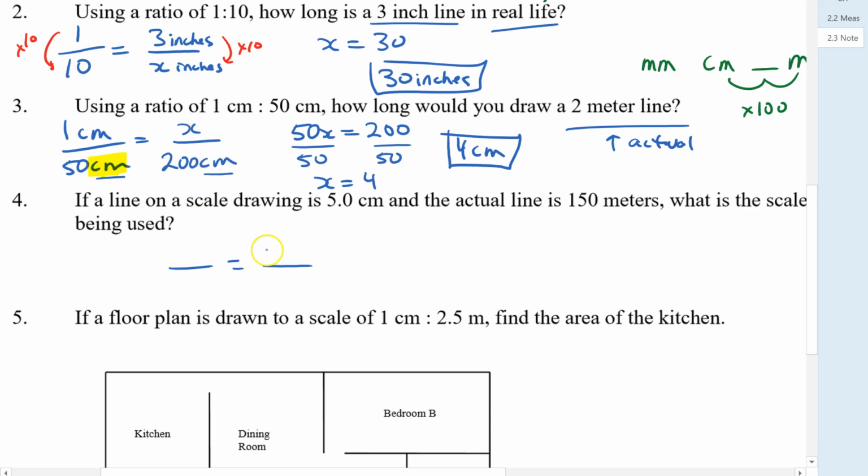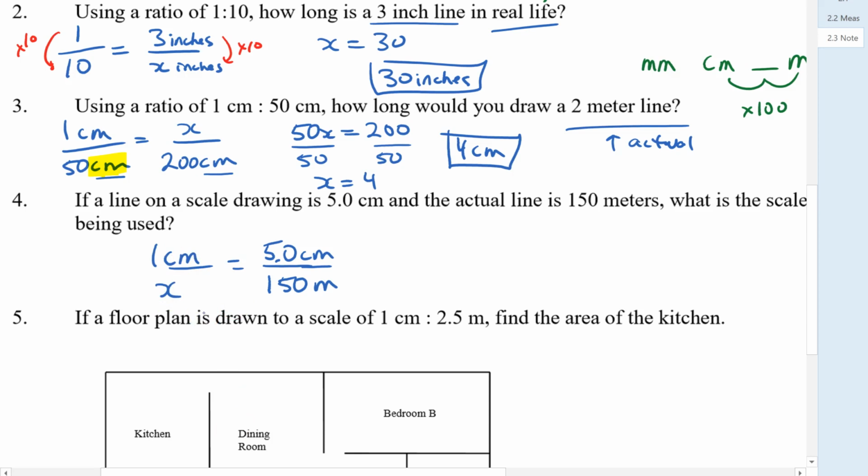Here they're giving both of them to us on the right. We're saying, okay, on the scale diagram, it's 5 centimeters. In actual life, it was 150 meters. What's the scale diagram? Well, remember before when I mentioned that on the scale diagrams, it's usually 1 centimeter and another something else. So I'm going to put 1 centimeter up here, and then I'm going to put x down there.